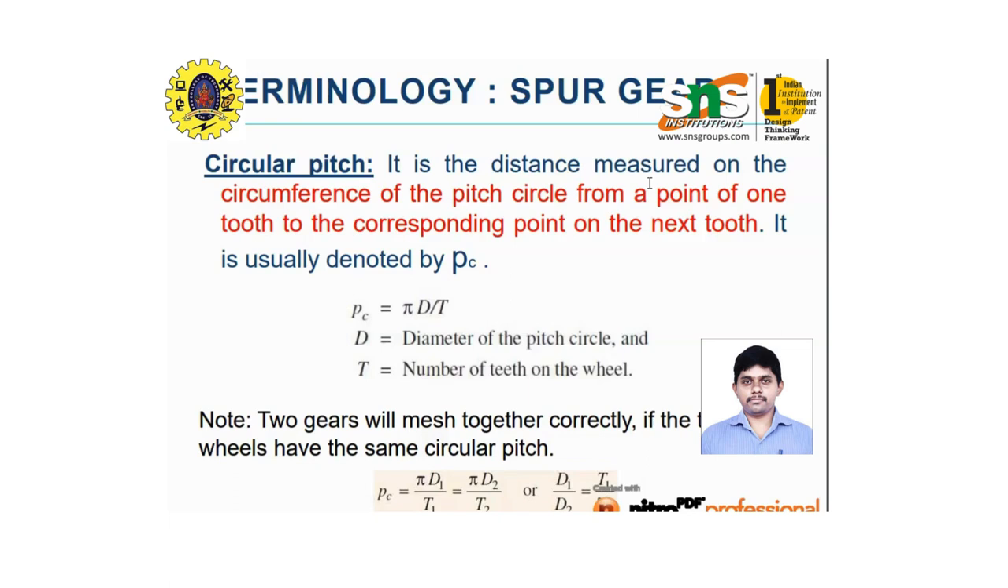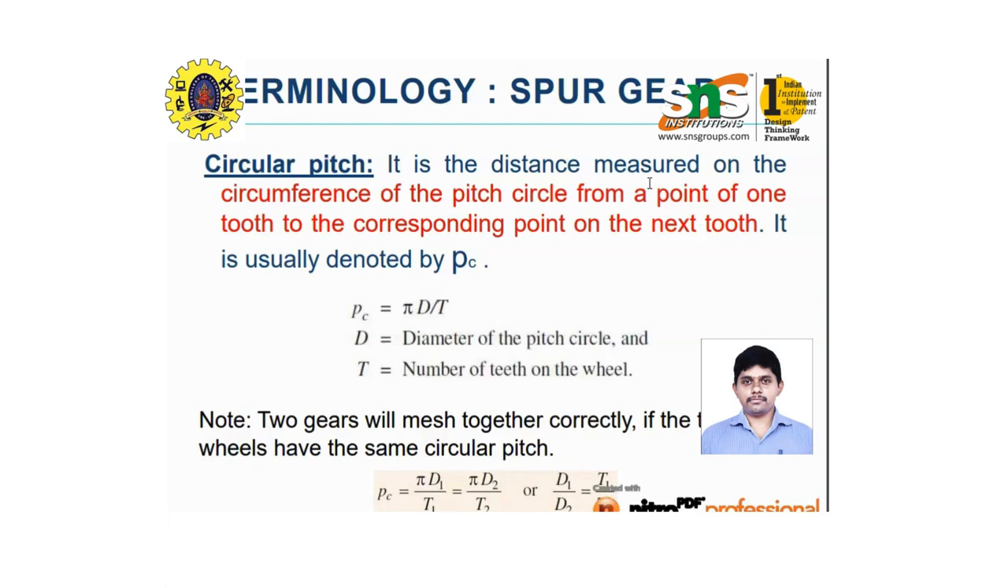If one of the wheels has a circular pitch, it can be represented by the equation pi D1 divided by T1 is equal to pi D2 divided by T2. Okay. So according to this classification, in general, we can say the gears can be divided into three types. One is called external gears.